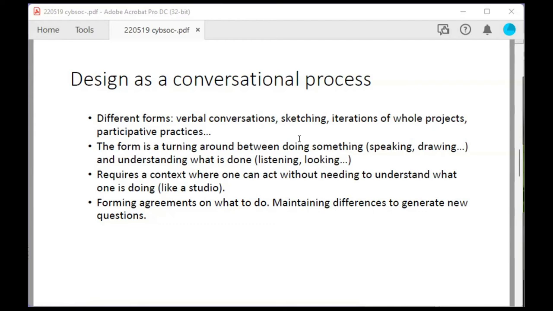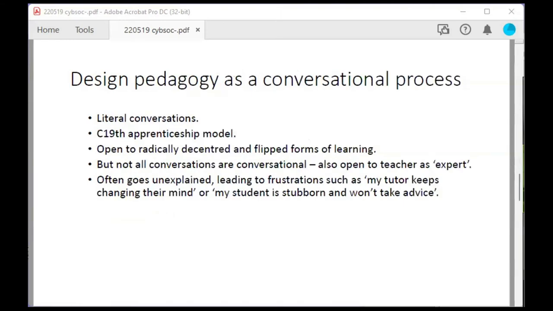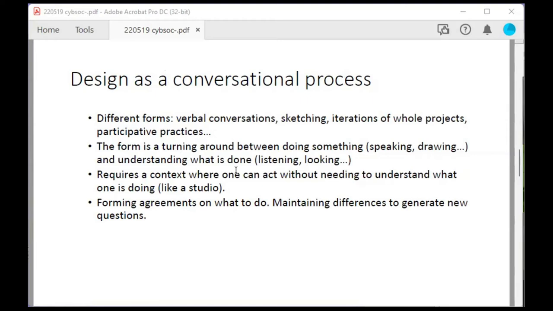So there are things that we do as designers which are not conversational, for instance building procurement and construction information production, where you want to minimize the conversational elements because you don't want anything to change. You want it to be built like you intend. But in order to produce that information, you have to create spaces which have a different kind of character. Okay. So that was design as a conversational process.